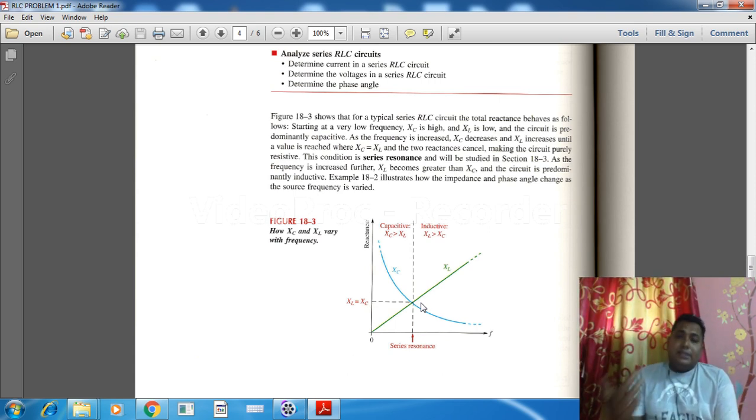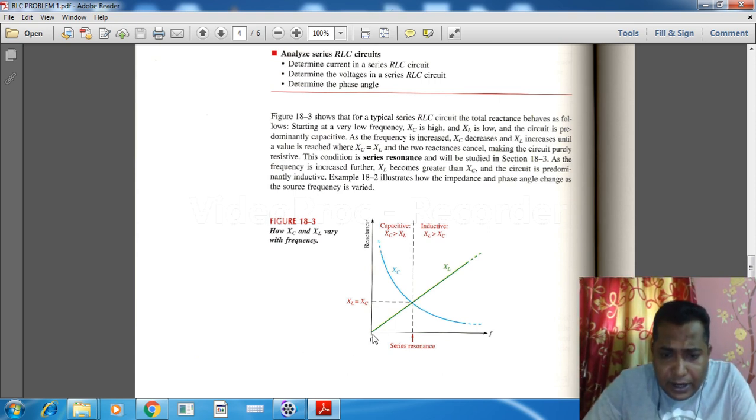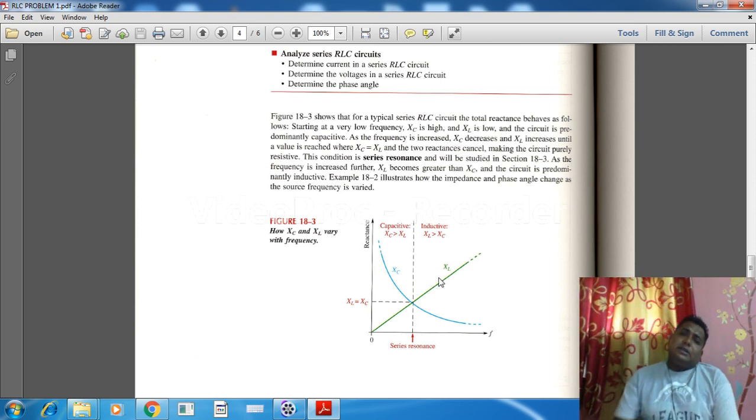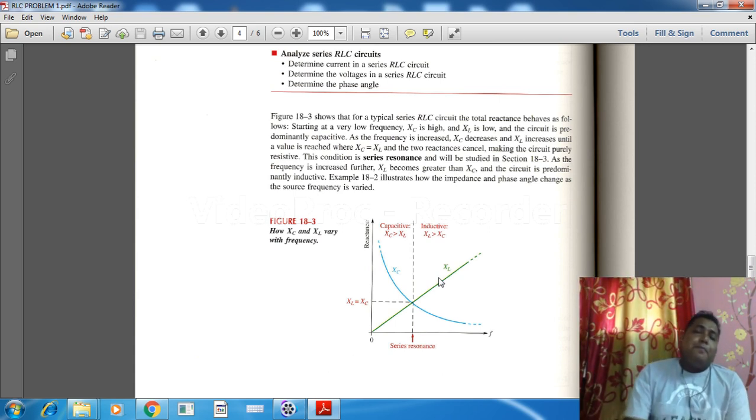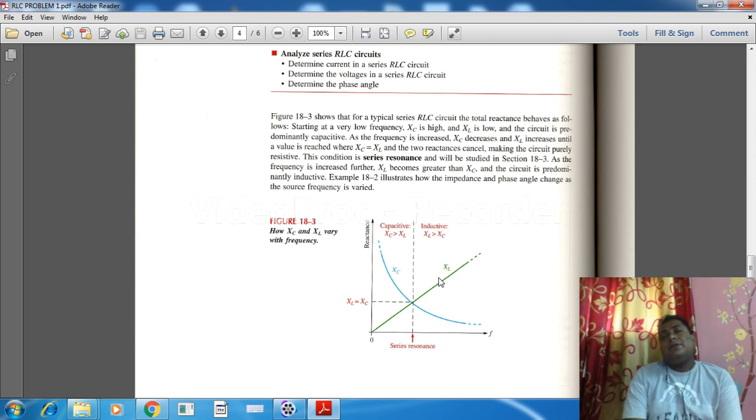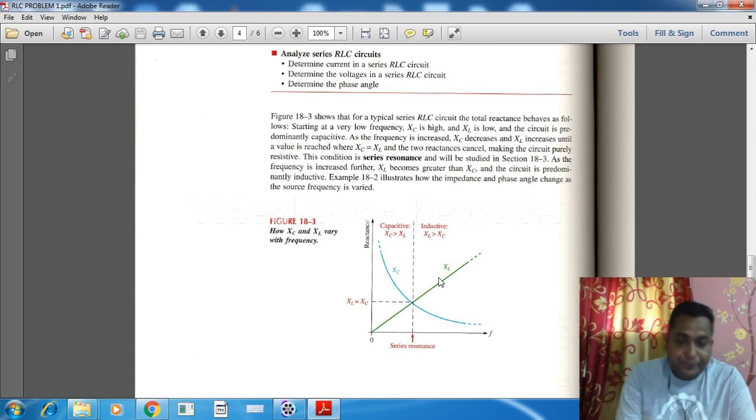That's why when frequency is increasing, follow my pointer, on the x-axis we have frequency from 0 value, it is increasing. So definitely the XL value is increasing. If we plot it like this, it will come like this green line, a straight line. But in case of XC, it is not a straight line, because it has the inverse relation with the frequency.